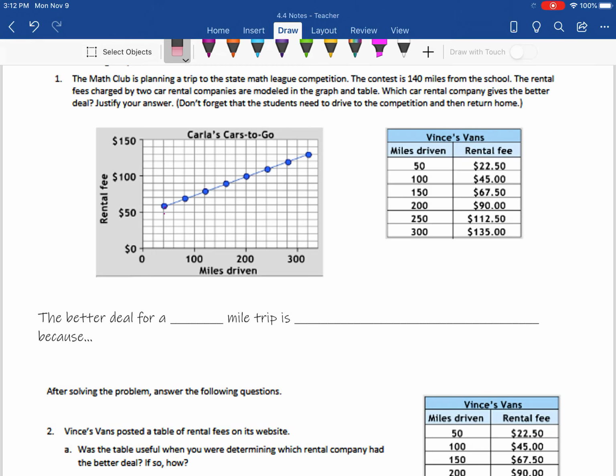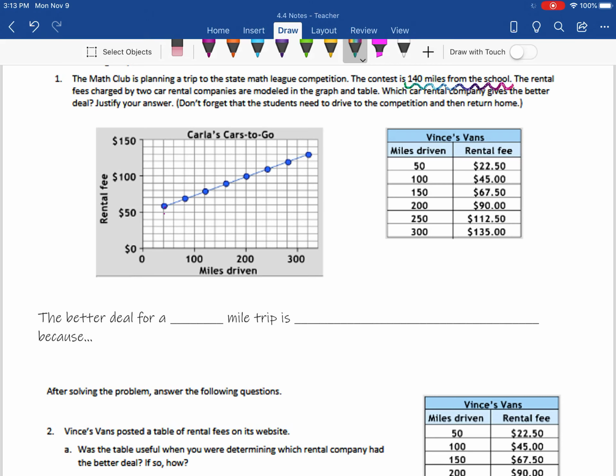All right, guys, so today we are going to be looking again at different representations of linear functions, and then we're going to be comparing two different companies. So we have the Math Club is planning a trip to the state math league competition. The contest is 140 miles from school, so we're going to underline the important information.